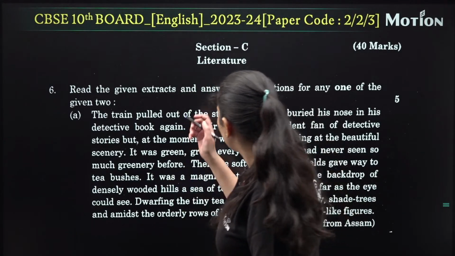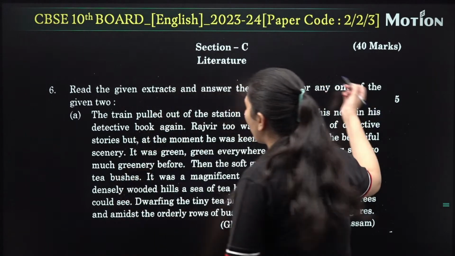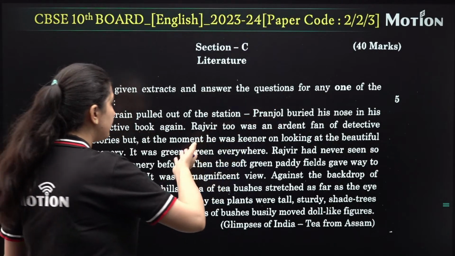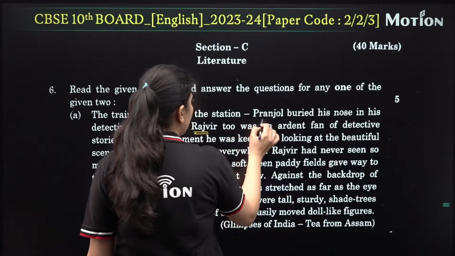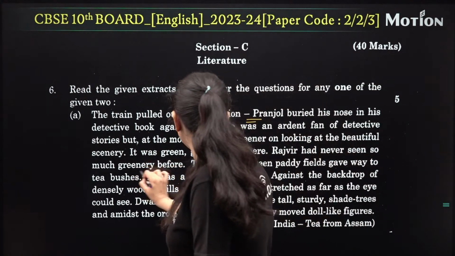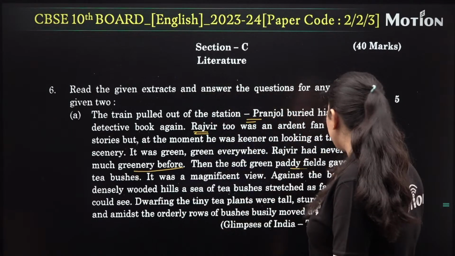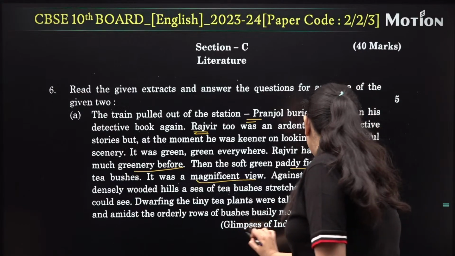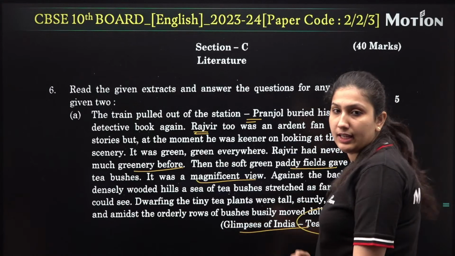Read the given extract and answer the questions for any of the given two. All right. The train pulled out the station. Pranjal buried Rajveer. ठीक है, Tea from Assam वाला chapter है ये. Rajveer had never seen so many greenery before. Then the soft green paddy fields gave away to tea bushes. It was magnificent view. Glimpses of India. Yes, tea from Assam से आया है. Question पे आ जाते हैं.